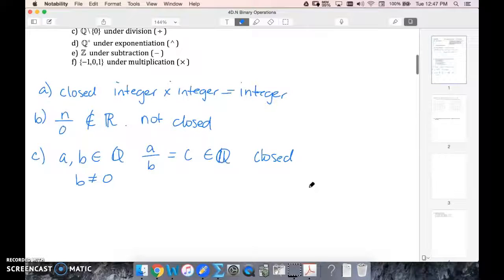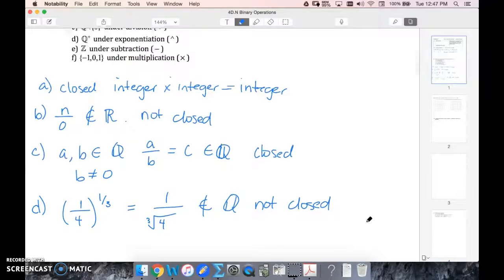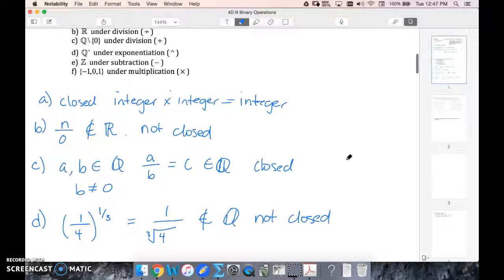All right, rationals under exponentiation, it's a terrible word. So if I take a number and raise it to a fractional exponent, then I'm not going to get a rational number. So let's take, for example, 1/4 raised to the 1/2 power. Oh, that's a terrible example because that is actually going to be irrational. Let's raise it to the 3rd power. That's going to give us 1 over the cube root of 4, which is not a rational number. So this is not closed. Okay. Integers under subtraction. Integer minus integer is going to be another integer. So this is closed.